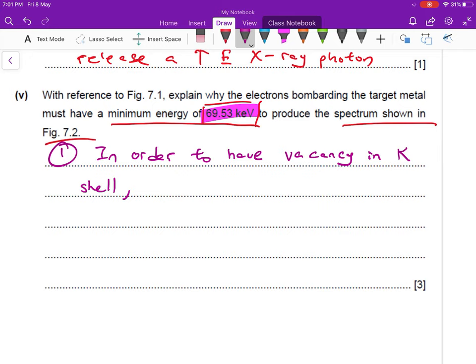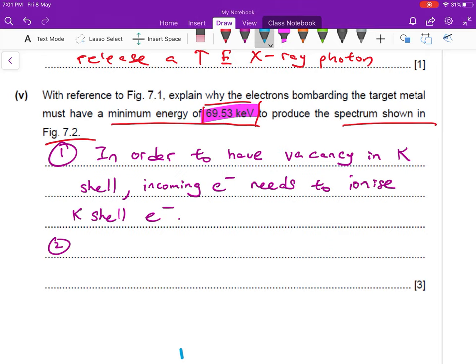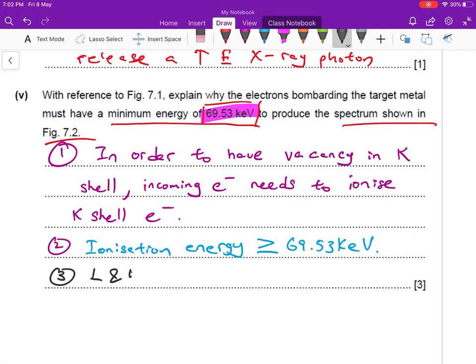So, in order to have a vacancy in the K shell, the incoming electron needs to ionize the K shell electron. In order to ionize, the minimum energy, the ionization energy, has to be at least more or equal to 69.53 keV.